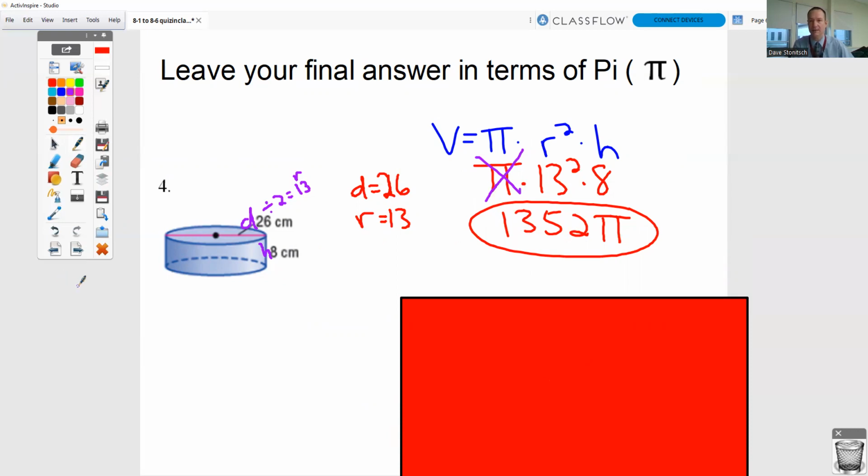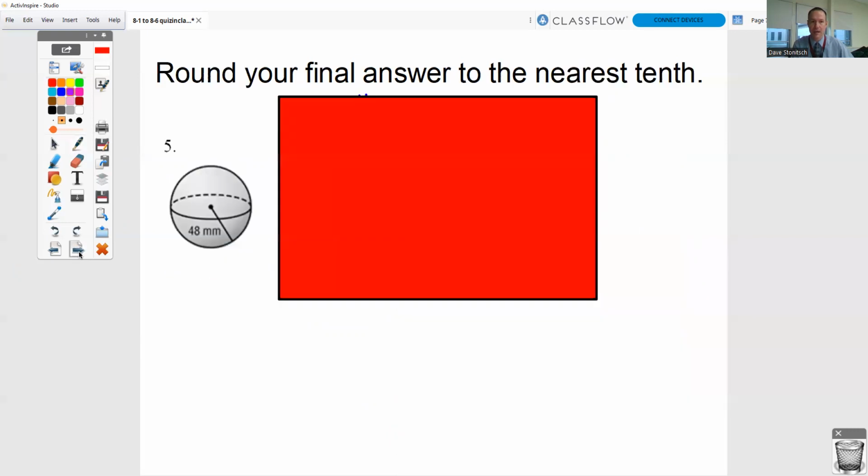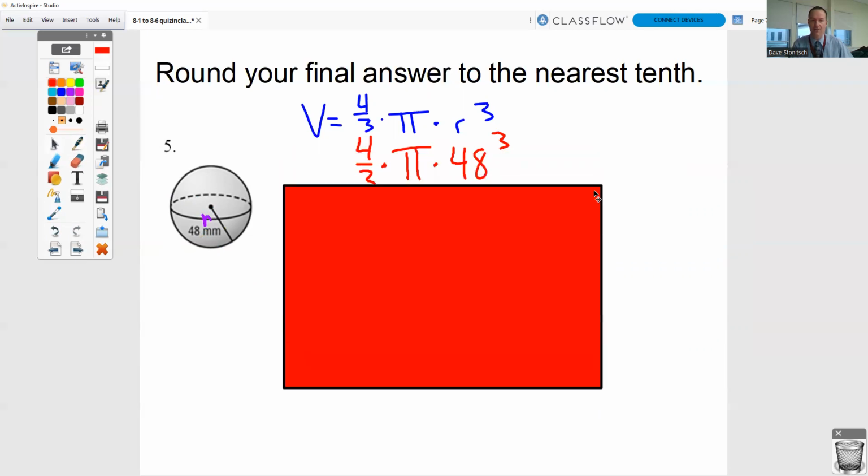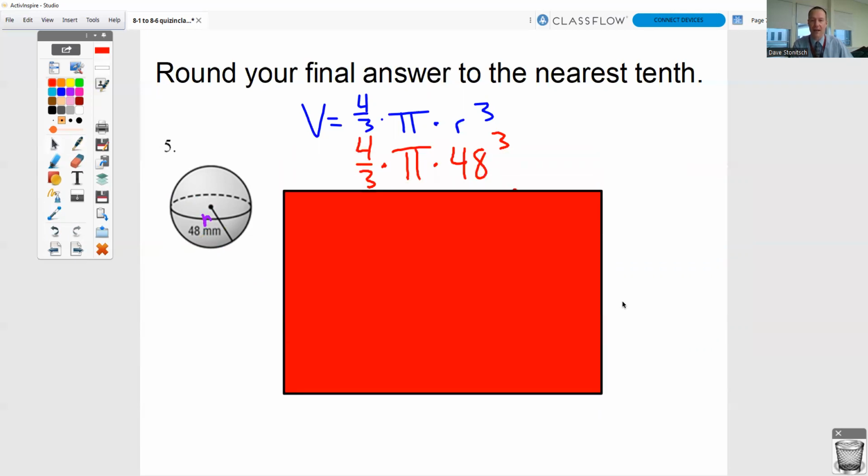We stick the pi symbol at the end. In question number 5, you're given a sphere. So we want to use the sphere formula, 4/3 pi r cubed. The 48 is the radius. Notice that it goes halfway across the circle. So that's our radius. So we want 4/3 times pi times 48 caret button 3.